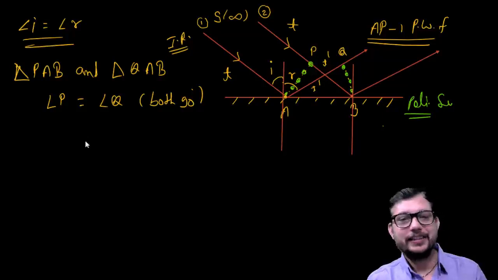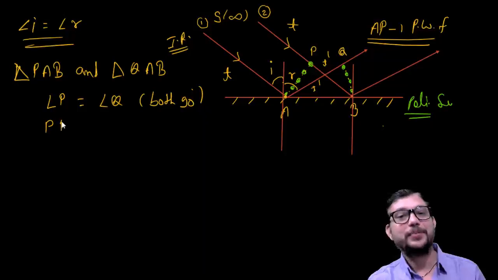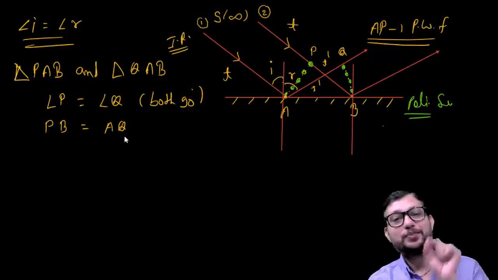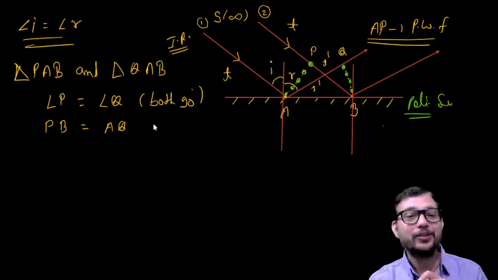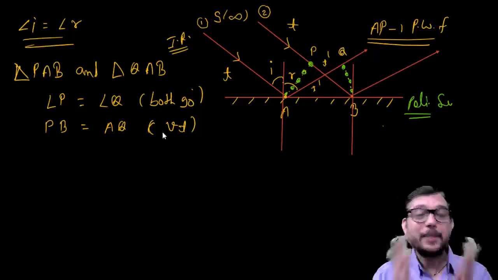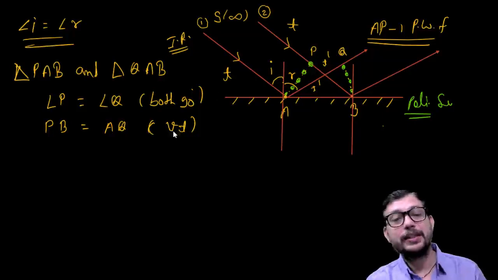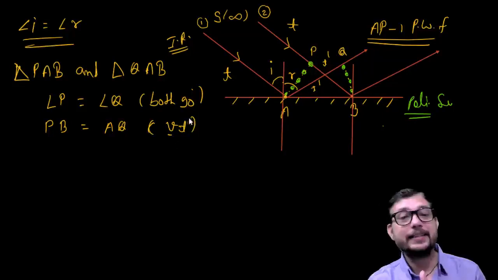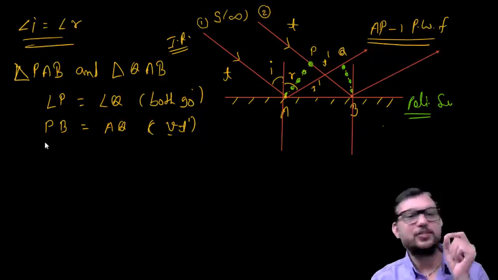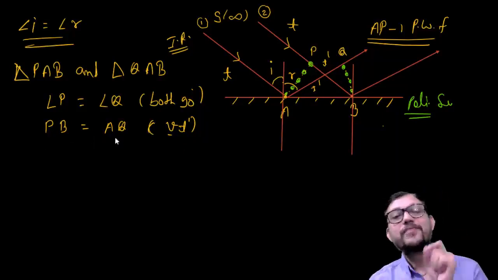Now PB is equal to AQ, because both are lengths, and length is speed into time. We know that in the same medium the speed remains the same. So here V is the same, and the time is taken as T dash in both cases. So V T dash is the same. It means PB must be equal to AQ.